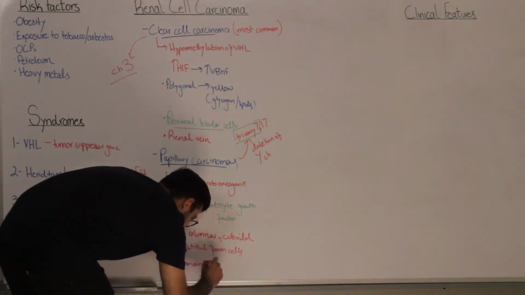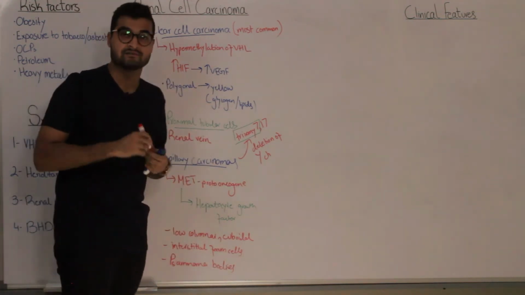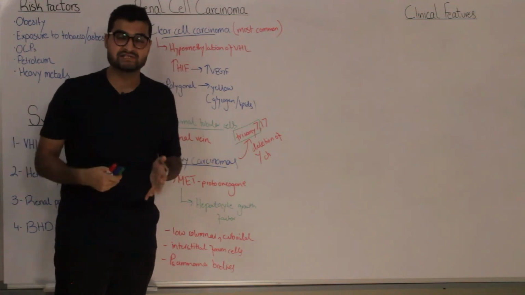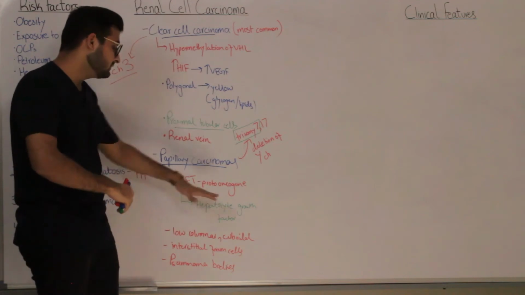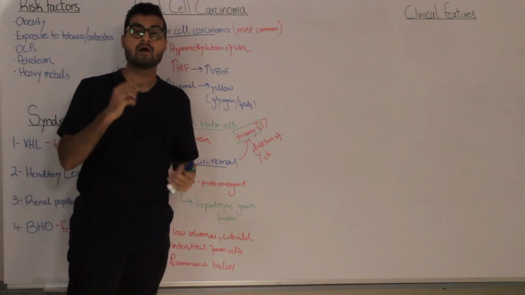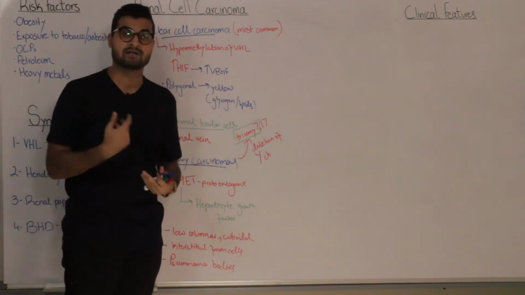Now, if you remember, psammoma bodies are basically your calcium concretions, right? They are a collective accumulation of calcium inside a tissue. So psammoma bodies, interstitial foam cells, and low columnar or cuboidal cells would be present and seen on the morphology of a tissue which is involved in papillary carcinomas.